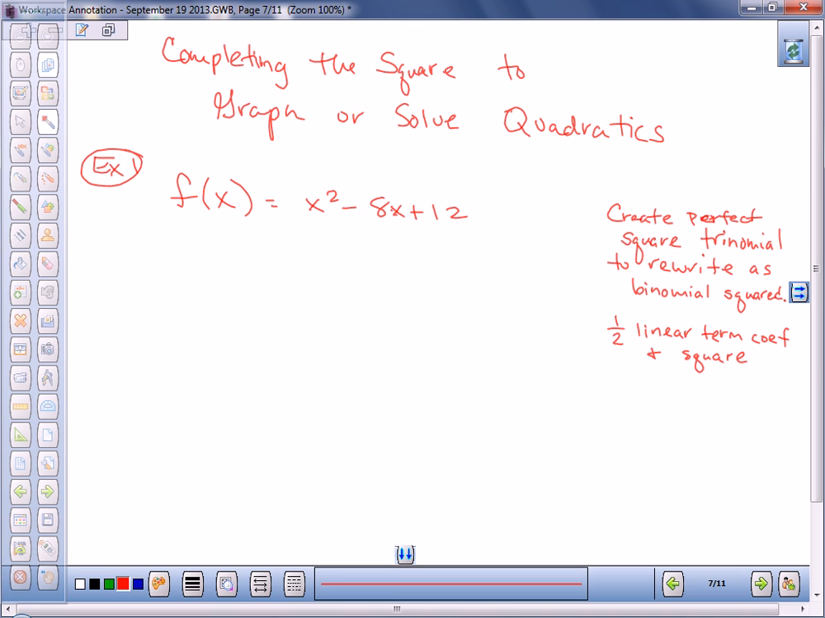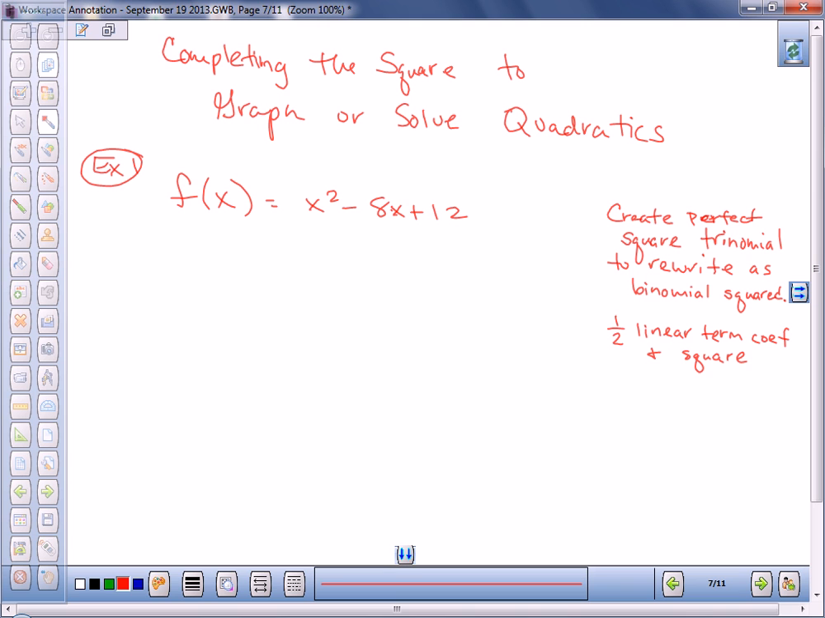What are the different forms we went through? I'm just going to write them down. We've done vertex form, standard form, intercept form, and now we're coming full circle because we're taking something that's in standard form and rewriting it back into vertex form by completing the square.